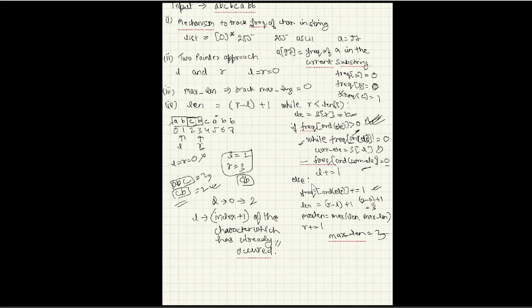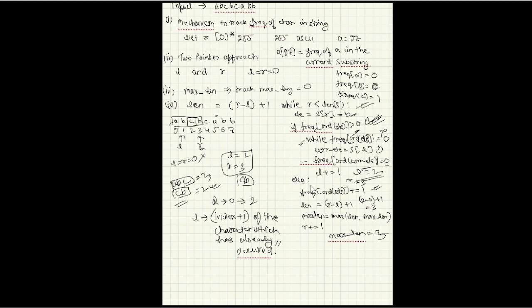Right, this condition now evaluates to false, so our loop stops. And when our loop stops, L has 2 as its value and R has 3. R is still pointing to 3.